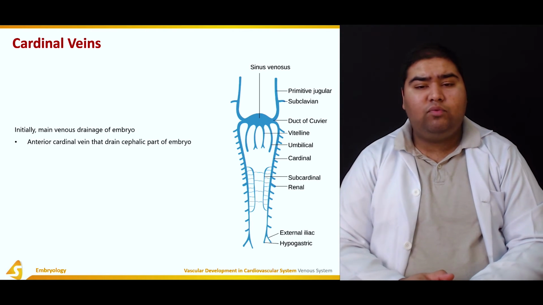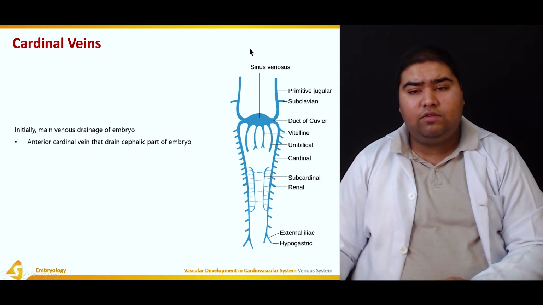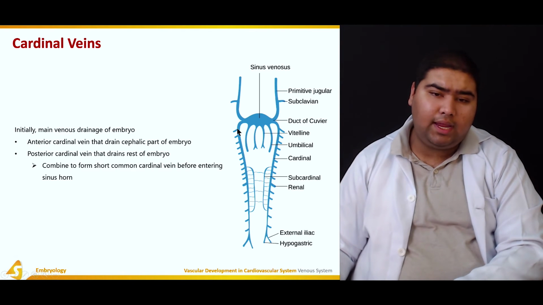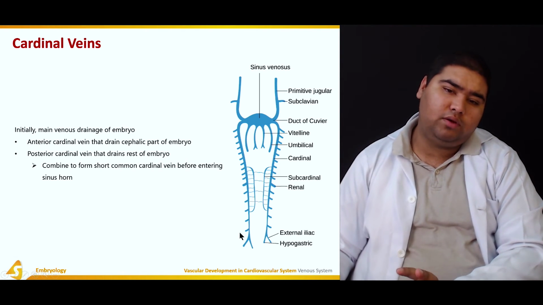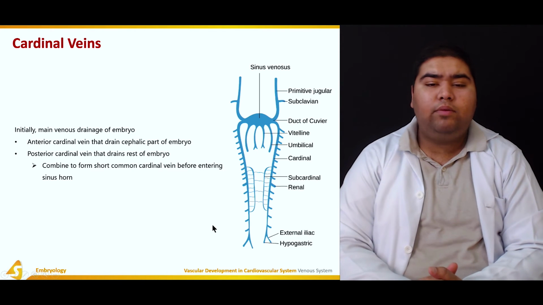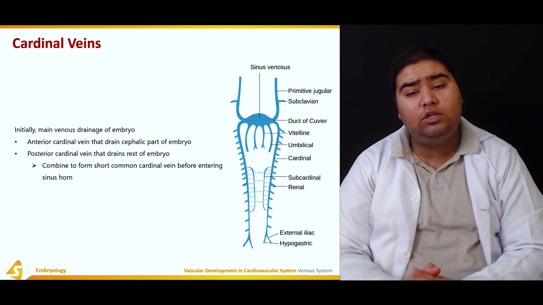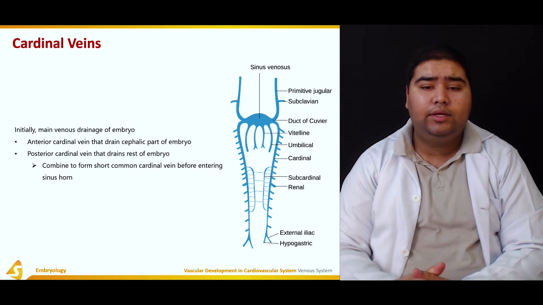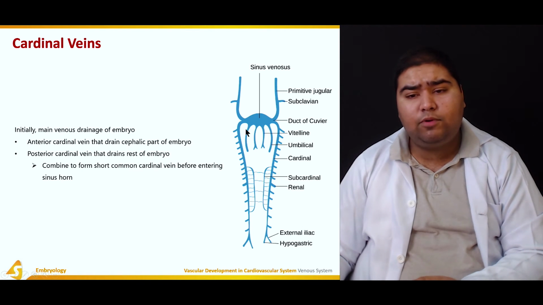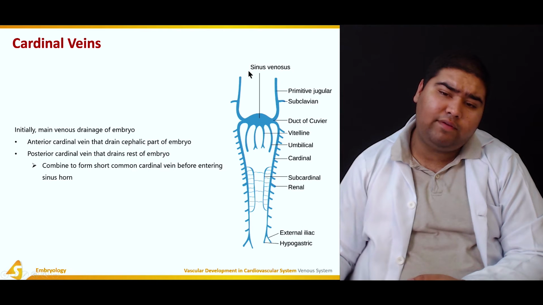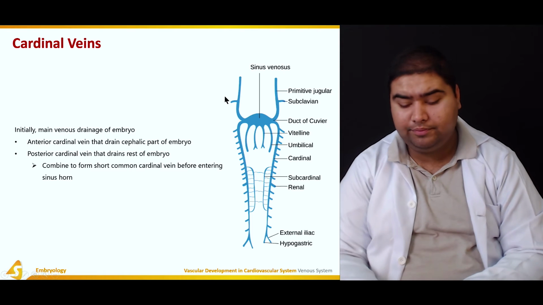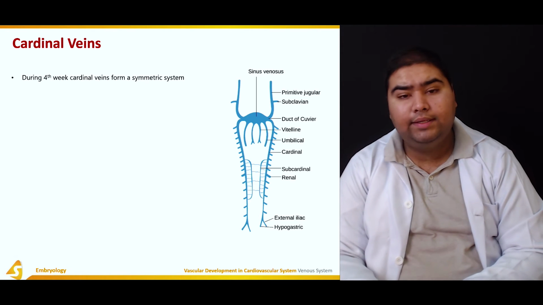The anterior cardinal vein drains the cephalic part of the embryo, this cephalic part of the embryo. The posterior cardinal vein drains the rest of the embryo. The posterior and anterior cardinal veins join together to form a short common cardinal vein before they enter the sinus horn.